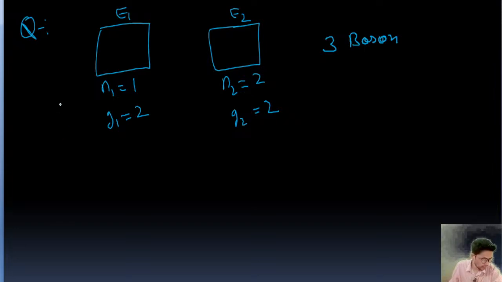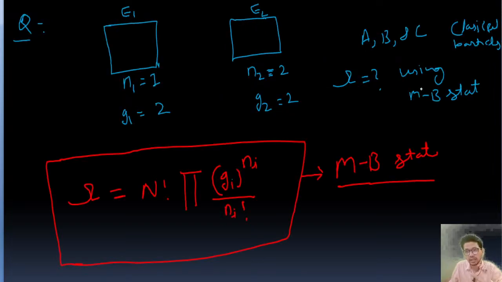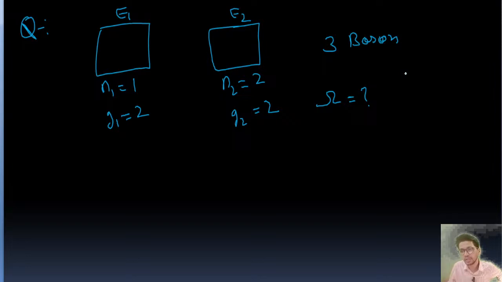So now we have to find omega for three bosons. For classical particles, to get the microstate we use MB statistics, Maxwell-Boltzmann statistics. And for this question, because these are three bosons, to get the possible microstates we will use Bose-Einstein statistics.